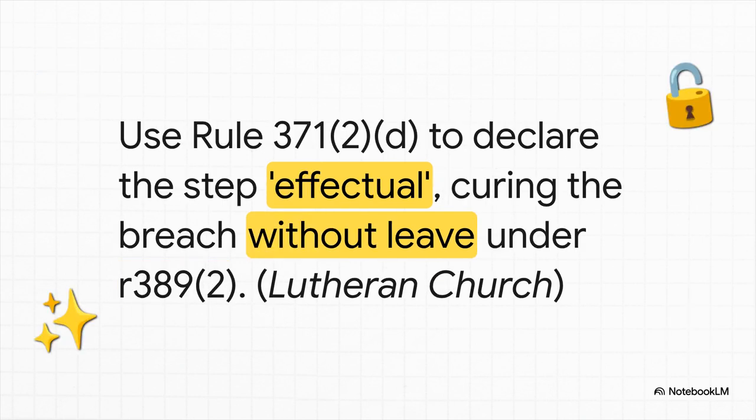But here is the brilliant strategic move, again laid out for us in Lutheran Church versus Perips. You can make an application directly under Rule 37.1, Subrule 2D, asking the court to declare your irregular step effectual. And if you win that argument, it not only cures the irregularity, it effectively lifts the stay. It's a direct path to getting the case back on track without needing a whole separate application for leave under Rule 389. It's a very powerful tool.